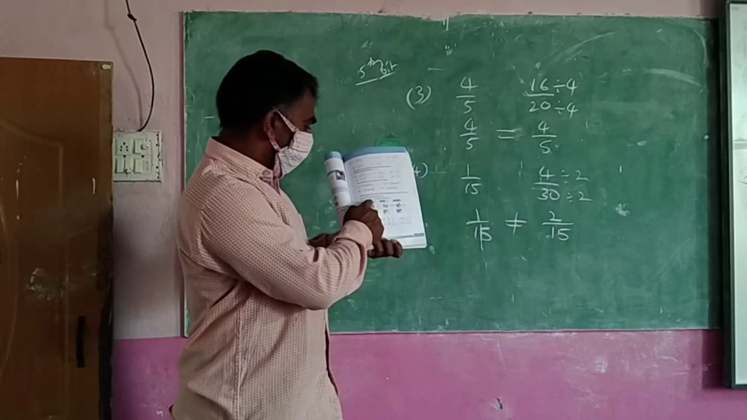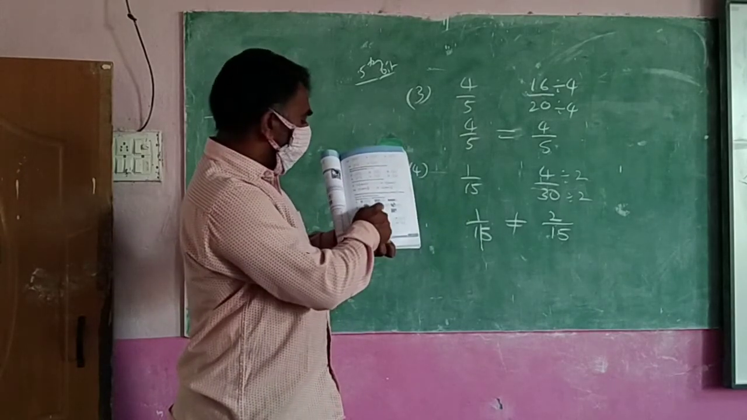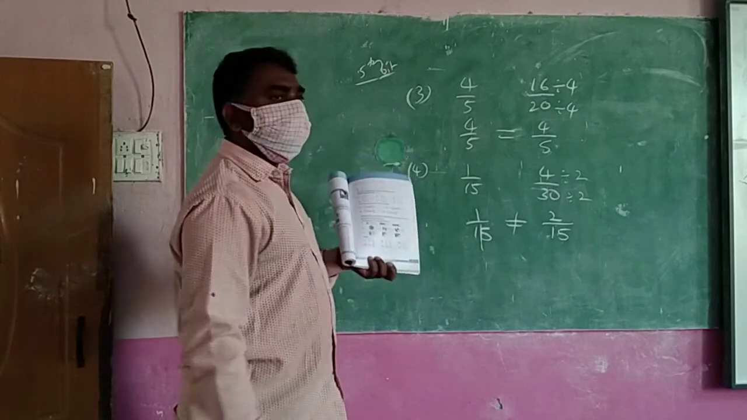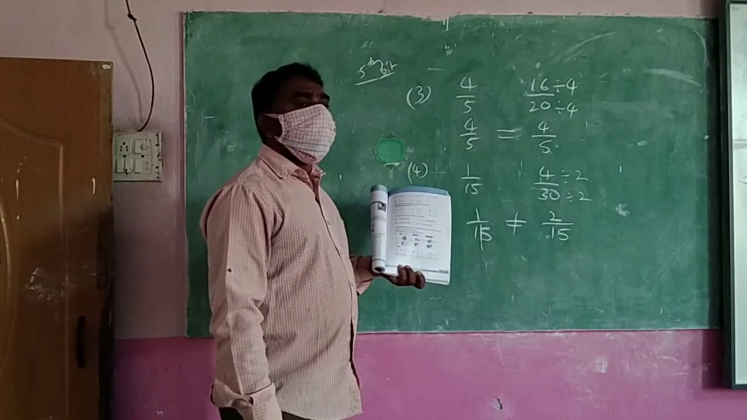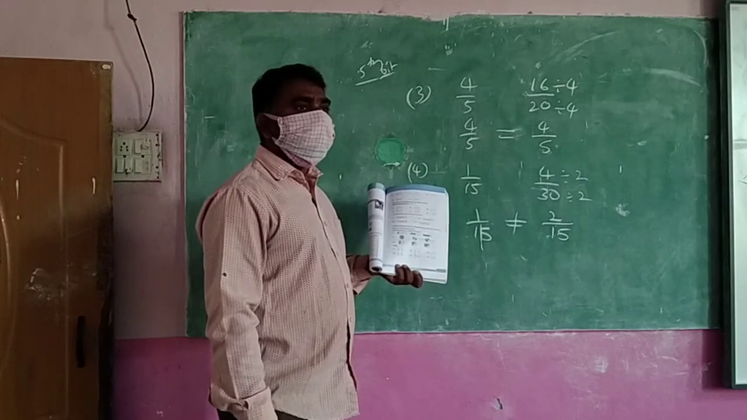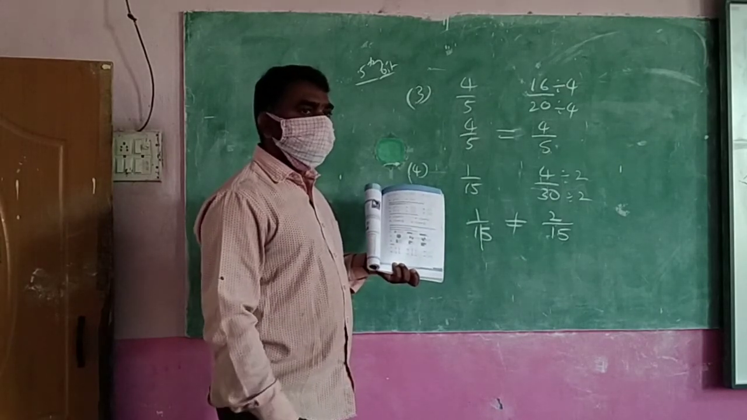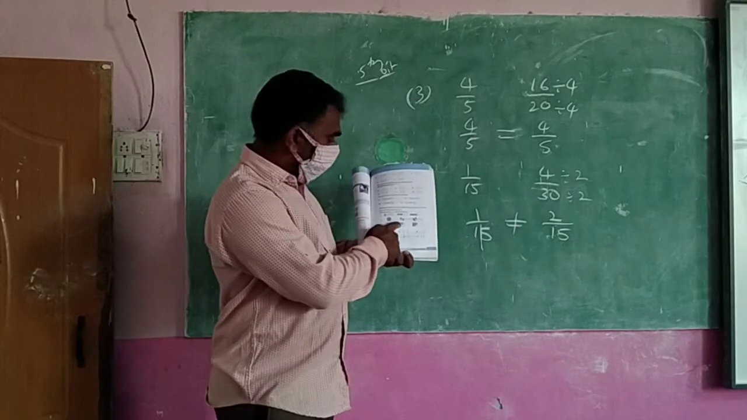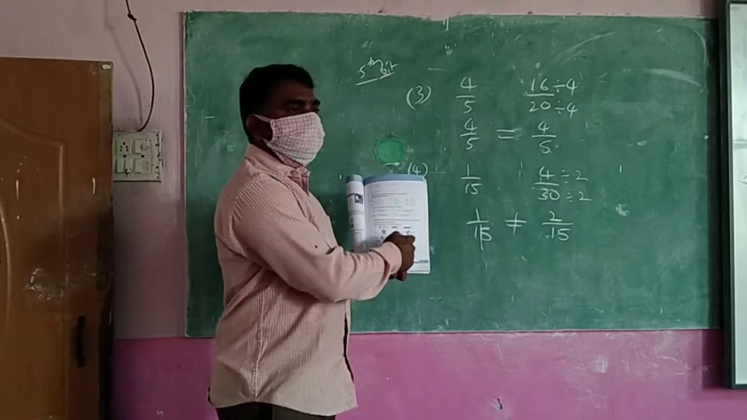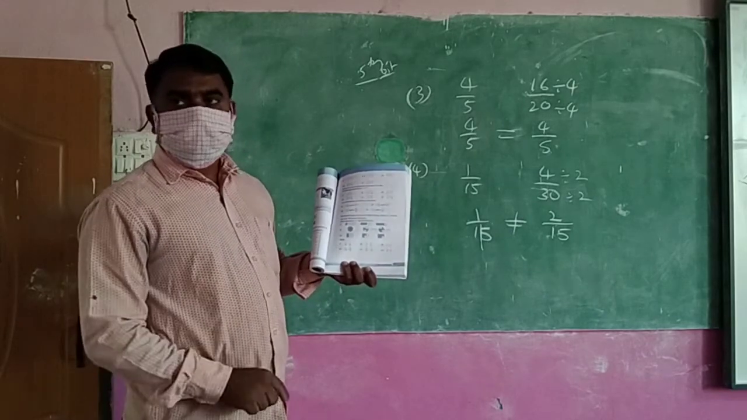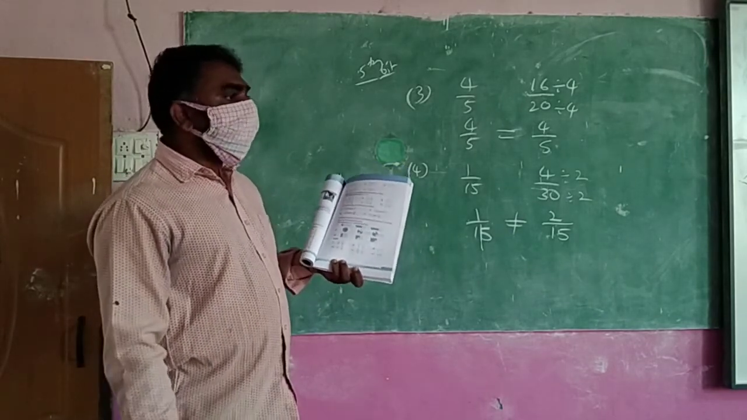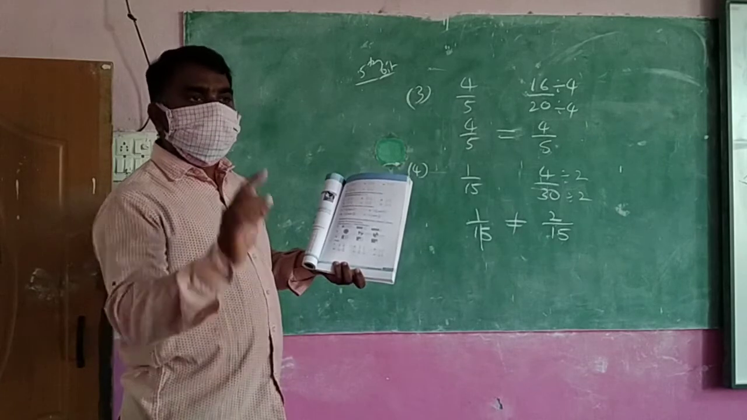Here how many pieces are there? 1, 2, 3, 4, 5 pieces are there. Here 2 pieces are there. In the answer, 3 pieces are there. So how do you get it, by adding or by subtracting? Subtracting. In this 2 pieces are there, here 3 pieces are there, and the answer is 5 pieces. Addition. By addition. Okay?